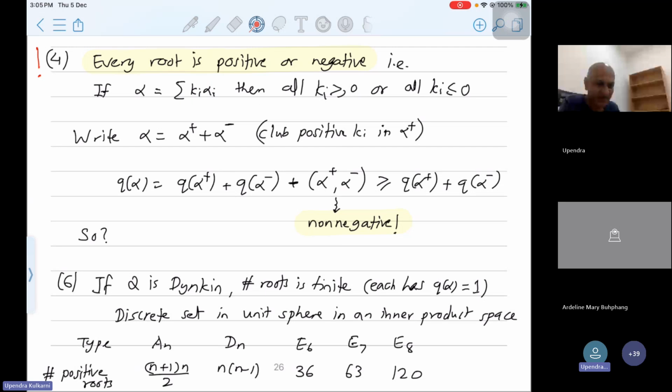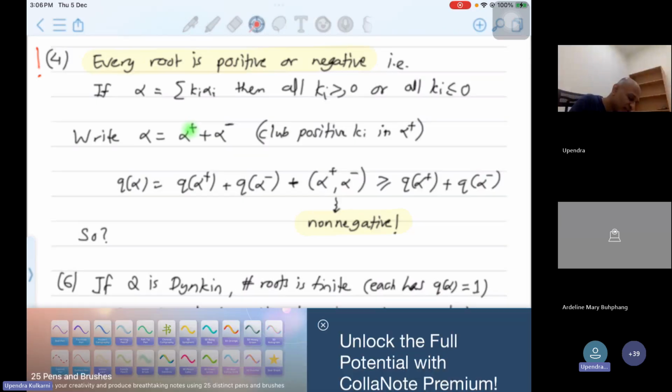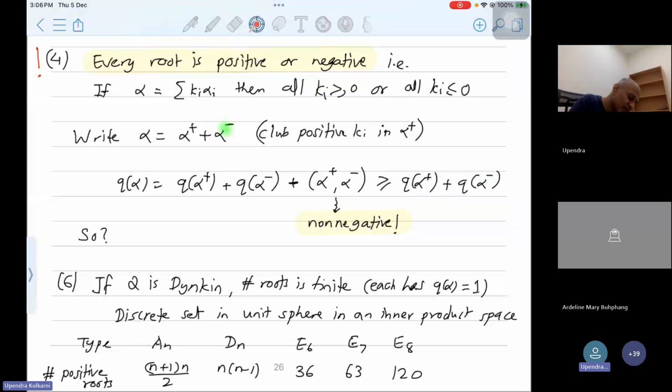Let's see why this comes. It's a striking result, but the proof is not difficult. I write alpha as alpha plus plus alpha minus. I club the positive case together and the negative case together. So in this part, I have all the positive coefficients, and in this part, I have the rest, including 0 also, doesn't matter, or you can just drop those terms. So remember what this means is that the two sets of vertices involved in the first part and the second part are disjoint.